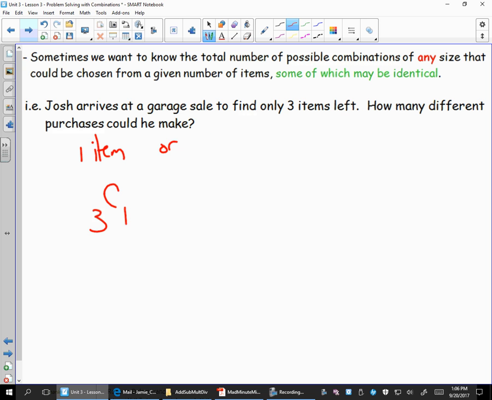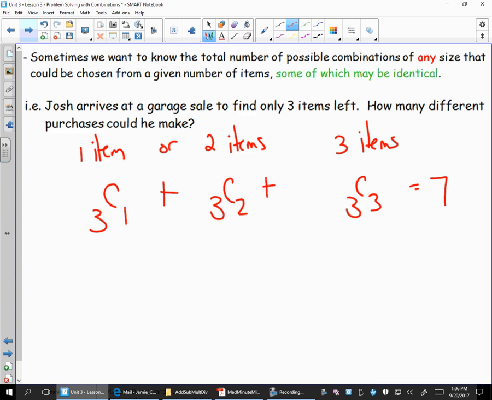Or he could have bought 2 items. Well, if he does that, he's got 3 choose 2 ways of doing it. Or he could have bought all 3 items, which is 3 choose 3. And because these are separate cases, we know we can add them together. And if we do that, we end up with 3 plus 3 plus 1 makes 7. There's 7 different combinations when he doesn't say specifically how many different choices he makes.